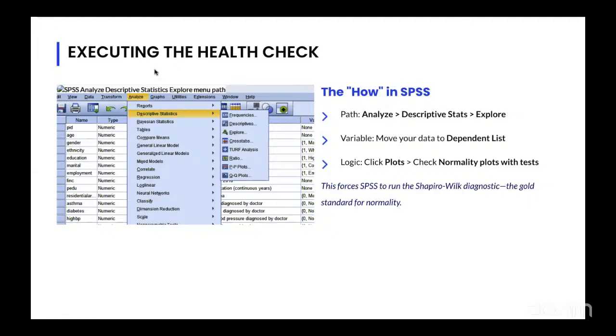We're going to go to Analyze, and then we're going to press on Descriptive Statistics. Afterwards, we are going to go to Explore. It's a very important step wherein we press on Explore. And then afterwards, we are basically going to take our data and move it to the Dependent List, right?